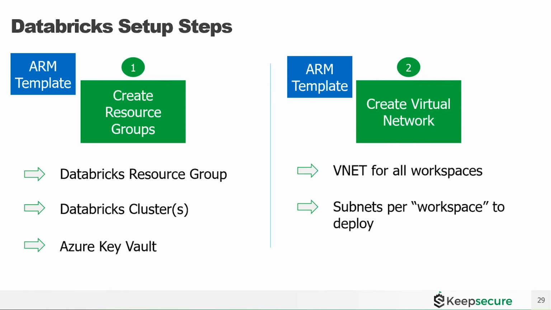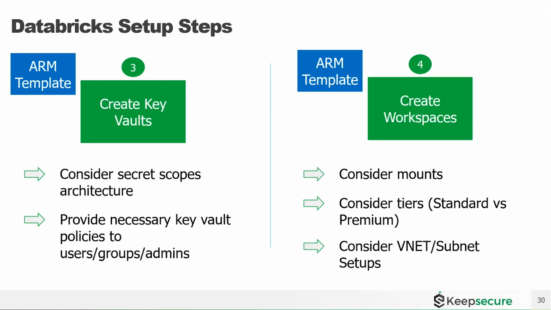You just have to simply remember that subnets are assigned to a given workspace, and you can never have more than one workspace use a set of subnets. So there's a little bit of network planning that has to go in there, but ARM templates can be used. Next, you're going to create your key vaults. You're going to want to consider your secret scopes and the fact that once you create a key vault, anybody who has access to that key vault has access to all the keys within the key vault. There's no more granular permissioning there. So you're going to want to consider your secret scopes architecture, and you're going to only want to provide the necessary users, groups, and admins access to those key vaults. Again, you're going to be able to use ARM templates to accomplish that.